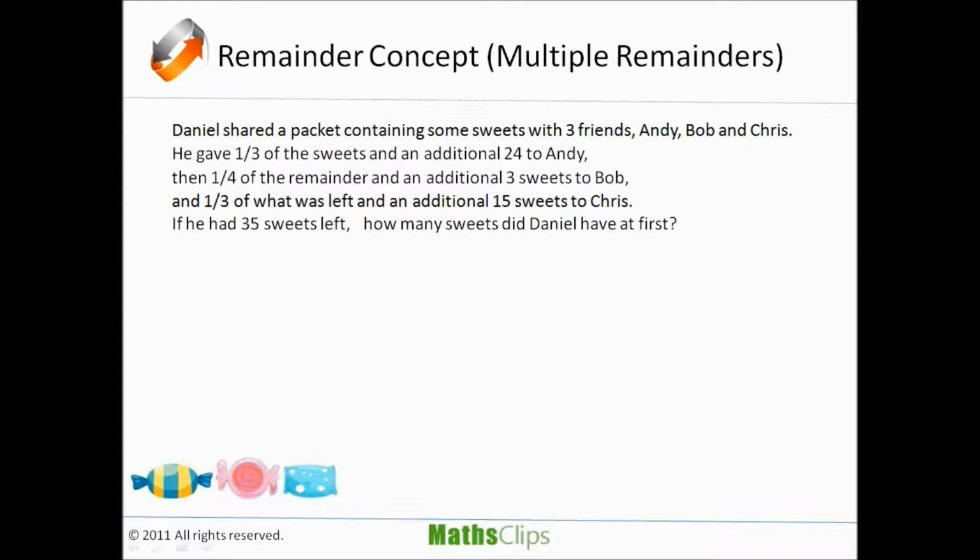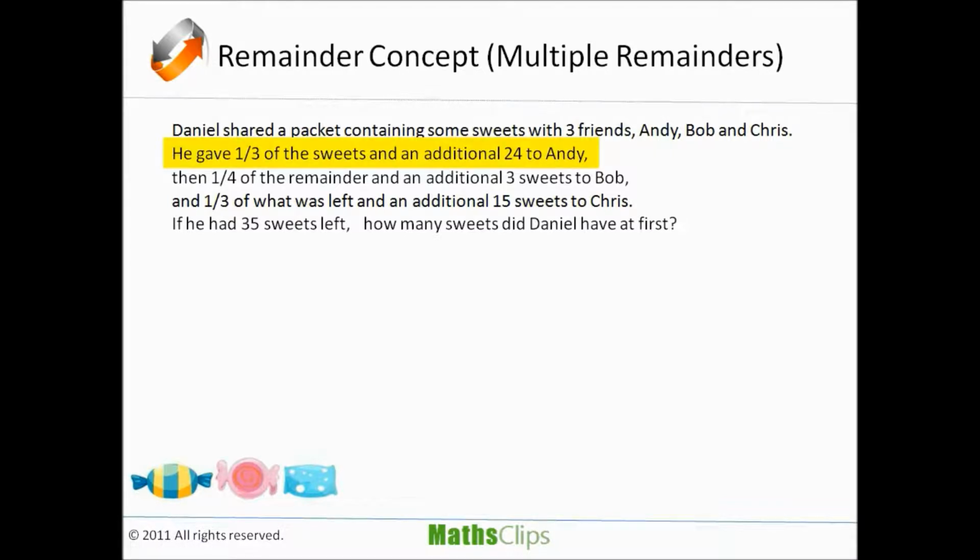Daniel shared a packet containing some sweets with three friends, Andy, Bob, and Chris. He gave 1/3 of the sweets and an additional 24 to Andy, then 1/4 of the remainder and an additional 3 sweets to Bob, and 1/3 of what was left and an additional 15 sweets to Chris. If he had 35 sweets left, how many sweets did Daniel have at first?